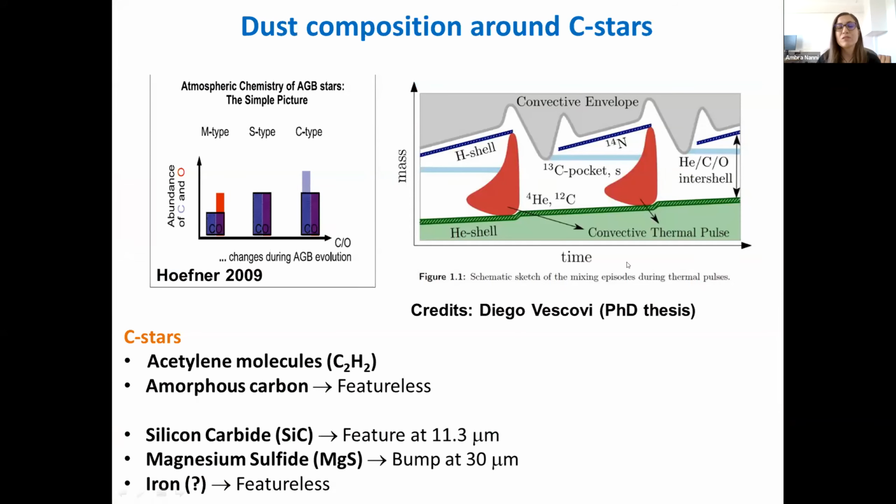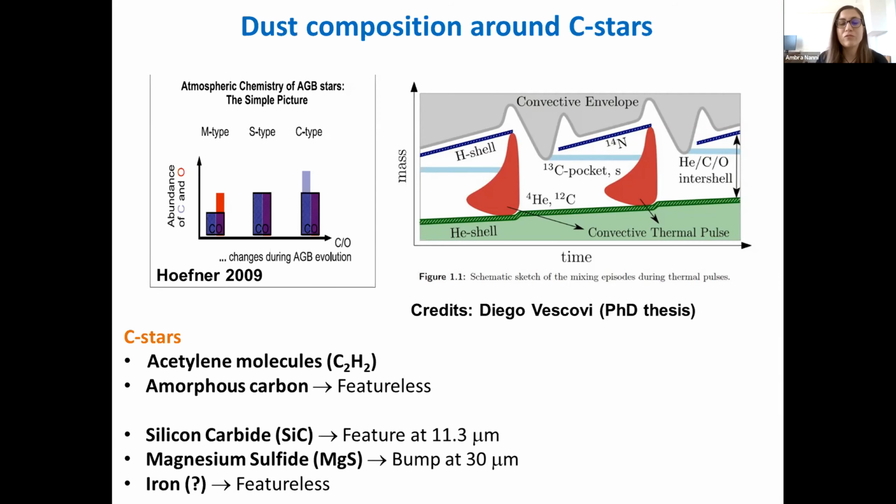Just to start with, we have seen with Sarah that we have two types of AGB stars: oxygen-rich and carbon-rich stars. Carbon-rich stars are characterized by the fact that the C/O ratio is greater than 1. So all the oxygen available is locked in the very stable CO molecule, and we have an excess of free carbon in the atmosphere of these stars and in the circumstellar envelope. This carbon excess is due to the dredge-up processes, which have an efficiency that depends on the metallicity and on the mass of the star.